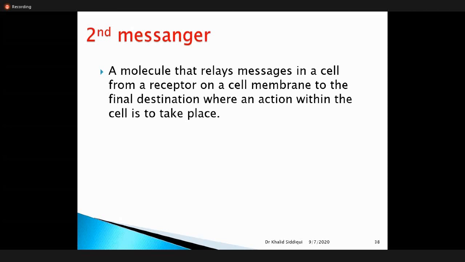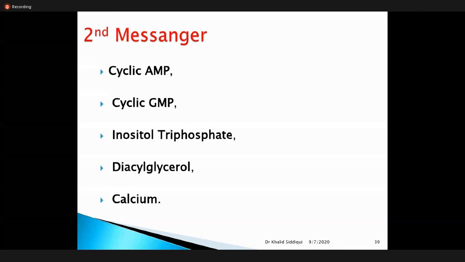So the second messenger is actually a molecule that relays the messages in a cell from receptors on a cell membrane to the final destination, where an action within the cell is to take place. There are certain second messengers present in our body: the cyclic AMP, the cyclic GMP, inositol triphosphate, diacylglycerol, and calcium. There are many second messenger systems present in different tissues or organs, where they respond to the specific hormone.